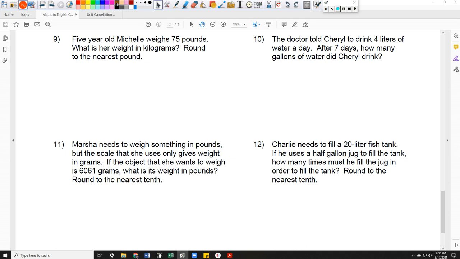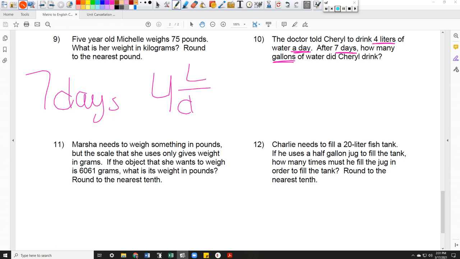The doctor told Cheryl to drink 4 liters of water a day. After 7 days, how many gallons of water did Cheryl drink? So we got a lot going on here, right? We've got 4 liters per day, so that's 1. We've got 7 days, that's 2. And then they asked me about gallons. So I got a lot going on in this question. But the only 2 data points are 7 days and 4 liters per day.